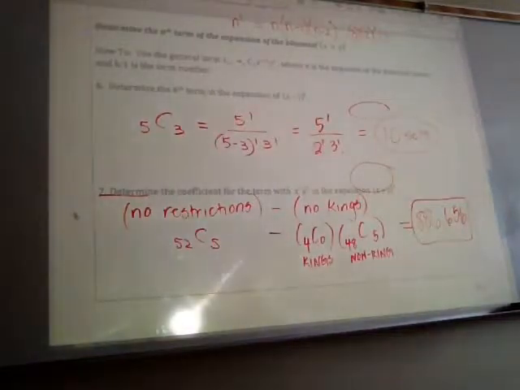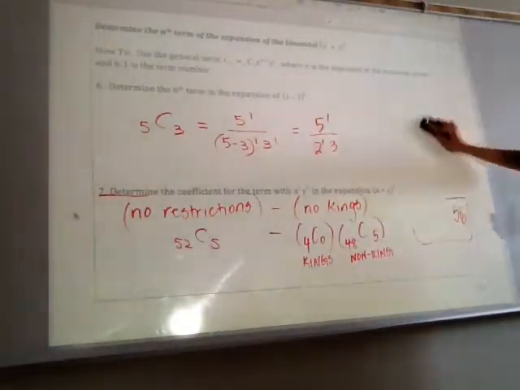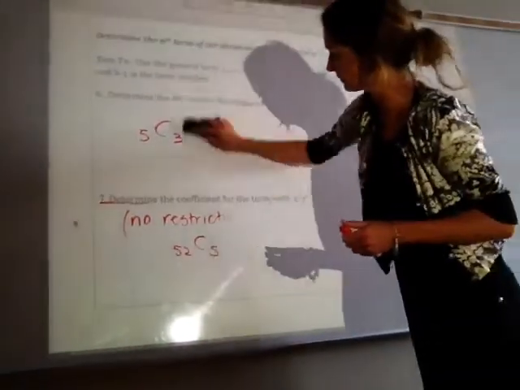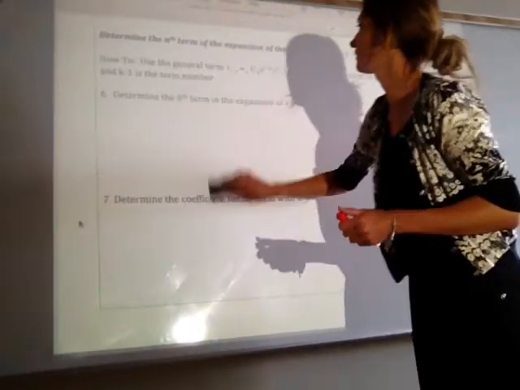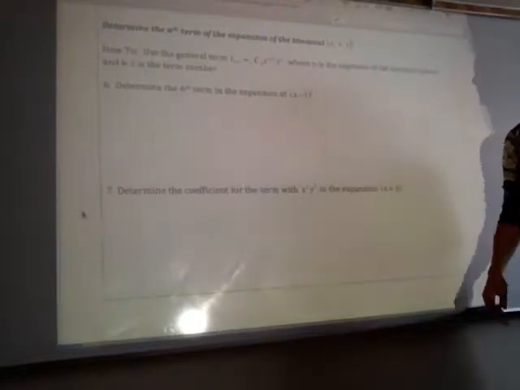So now we're moving on to the binomial theorem, which we've covered in the last 2 lessons. Okay, so determine the nth term of the expansion of the binomial x plus y to the power of n. So our goal is to use the general term equation, where n is the exponent of the binomial power, and k plus 1 is the term number. So in this case, we have to find the sixth term of the expansion of x minus 1 to the power of 8.